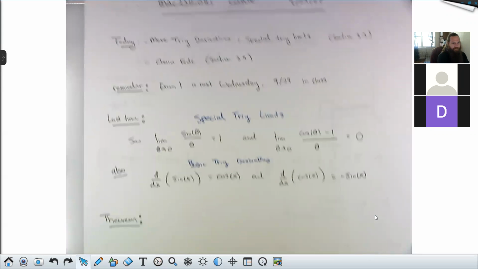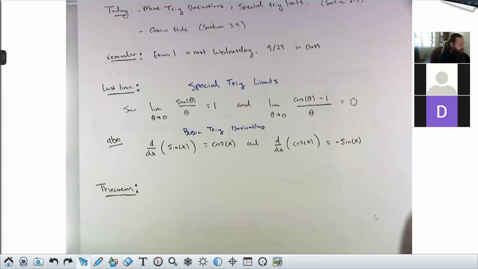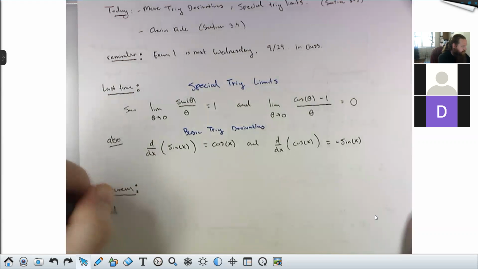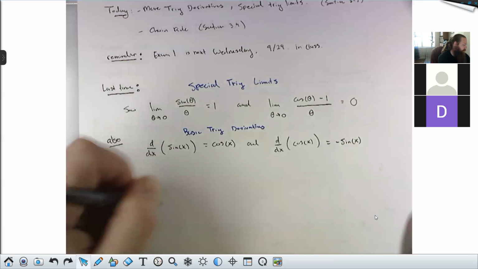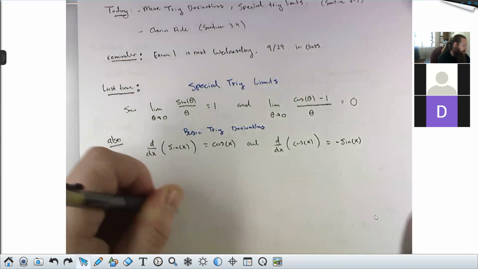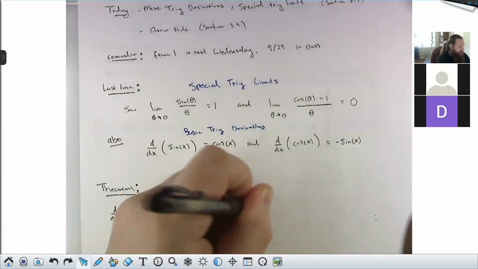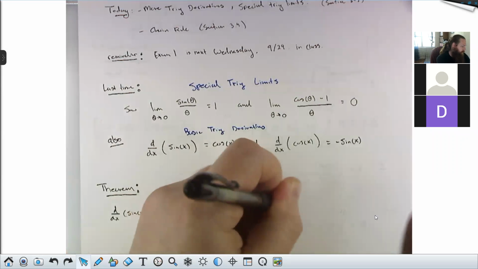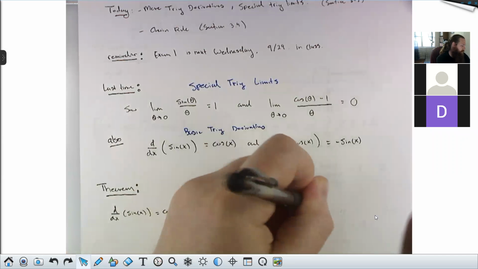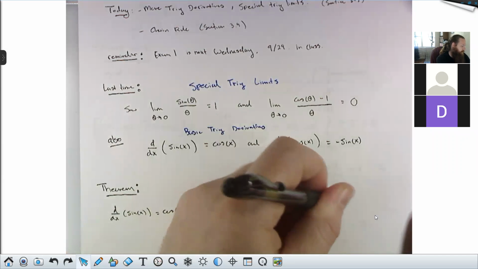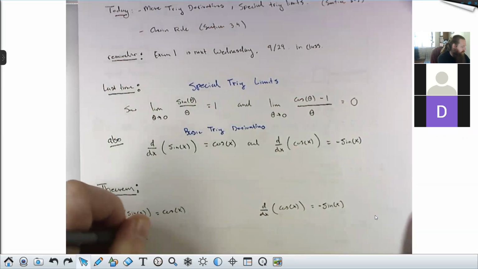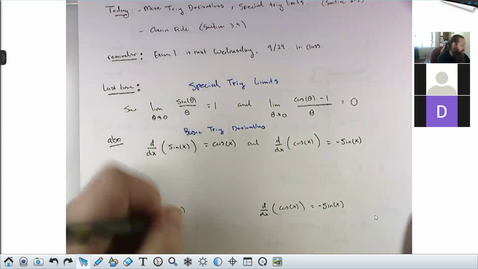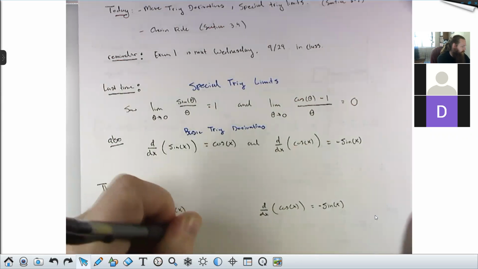So here's our theorem. We know that the derivative of sine is cosine. I'm just going to write them all out. And that the derivative of cosine is negative sine x. We saw these last time. The derivative of the tangent function is secant squared of x.